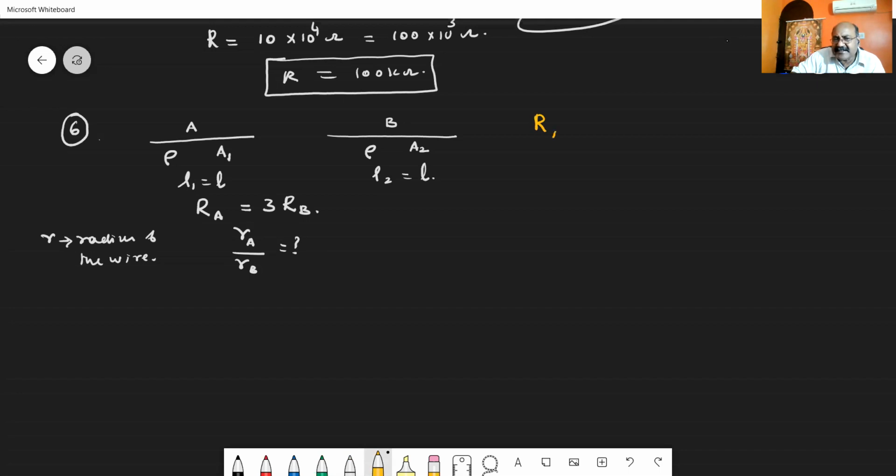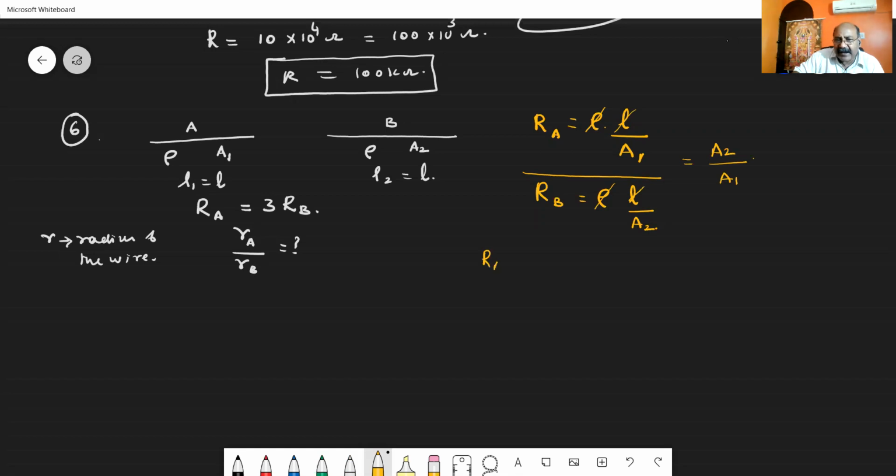We know the resistance of the wire A is equal to rho into L divided by A. For RA, rho is constant, L is constant, so I am putting this as A of A or A1. Similarly, if I am taking RB, resistance of the second wire, I can write rho into L divided by A2. I am taking a ratio between these two. So rho will get cancelled and the length will get cancelled. So I can get the answer as A2 divided by A1.